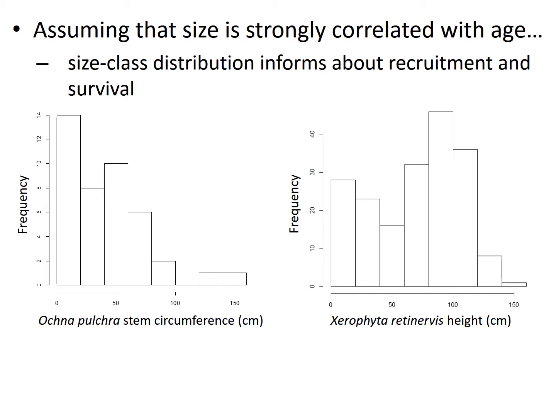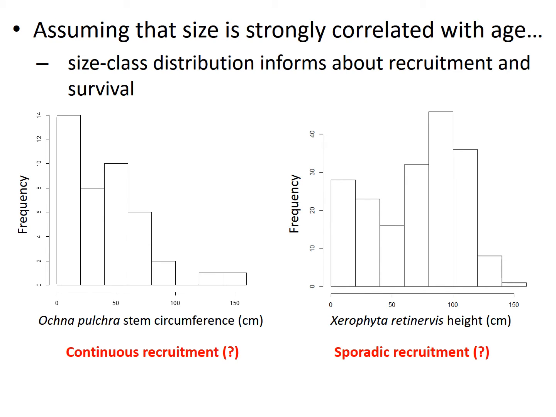We see a very different pattern for Xerophyta here, where there's no evidence of a trend for fewer larger individuals or more larger individuals. And this suggests that we're seeing sporadic recruitment, that the number of seedlings entering a population or entering a specific size class varies from year to year.